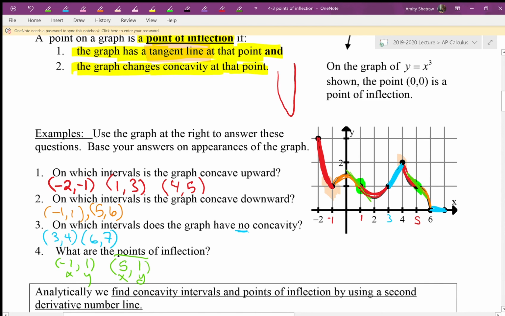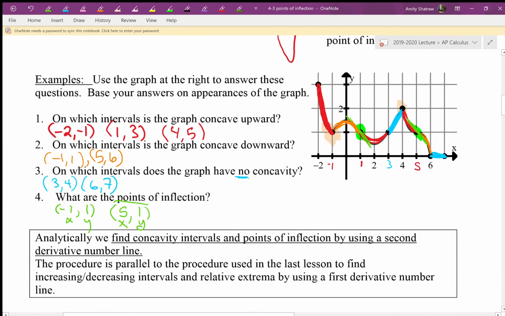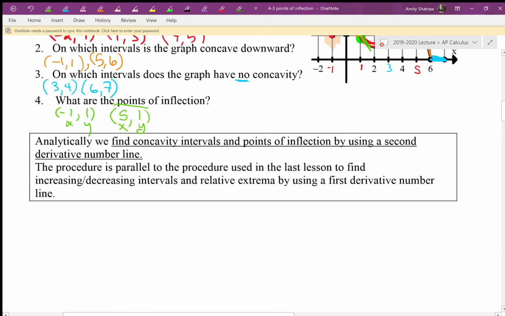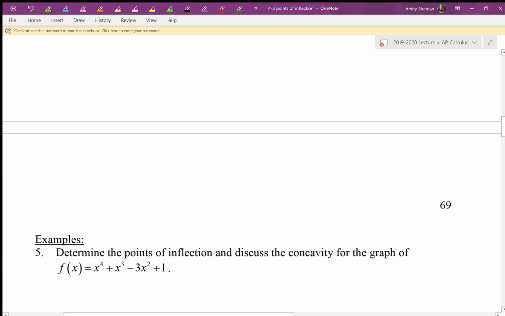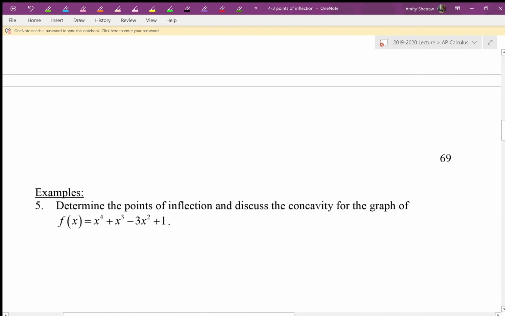All right, so analytically, we will find concavity intervals and points of inflection by using a second derivative number line. And it's the same process as what we did before. So flippy, flippy. Pause the video, practice taking the derivative, and see if you can set it equal to 0.